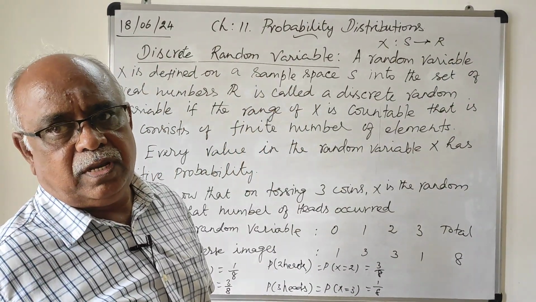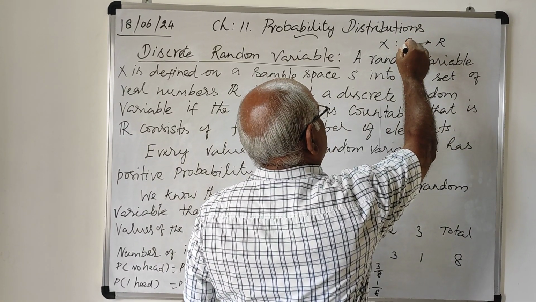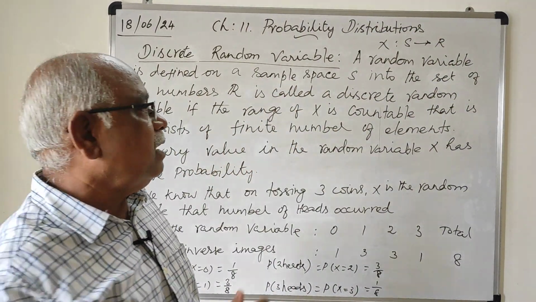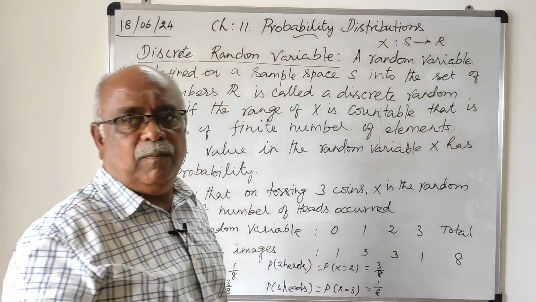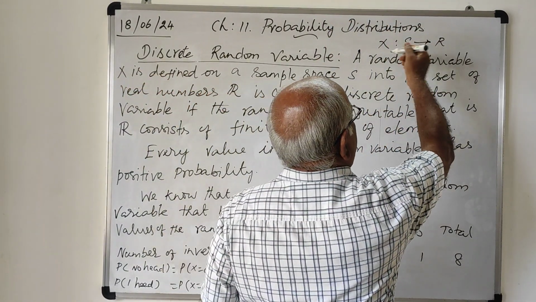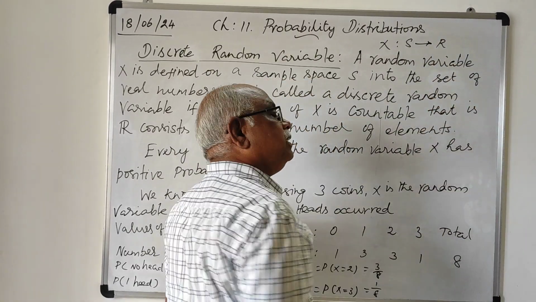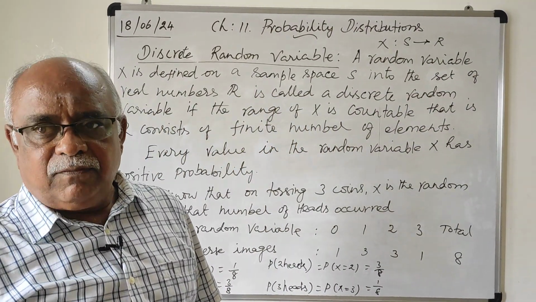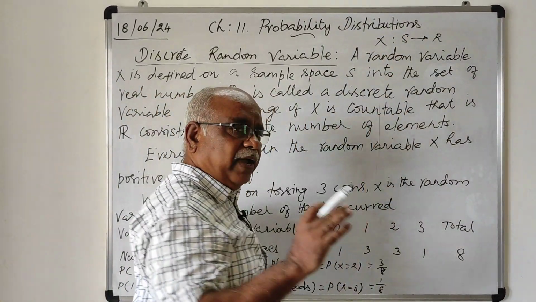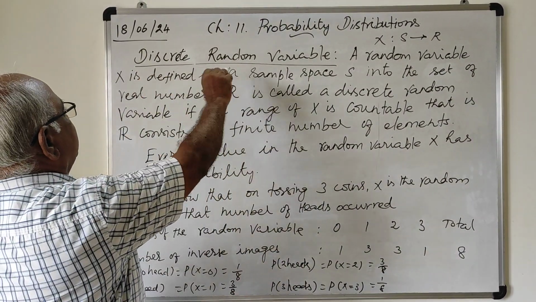Discrete random variable means that in the random variable X, the elements of the sample space are associated with the real number set R, and the range consists of only a countable number of elements, that is, a finite number of elements. Then that random variable is called a discrete random variable. In the range set, you will get only a finite number of elements. That's why it is called a discrete random variable. That is the definition I have written on the blackboard.